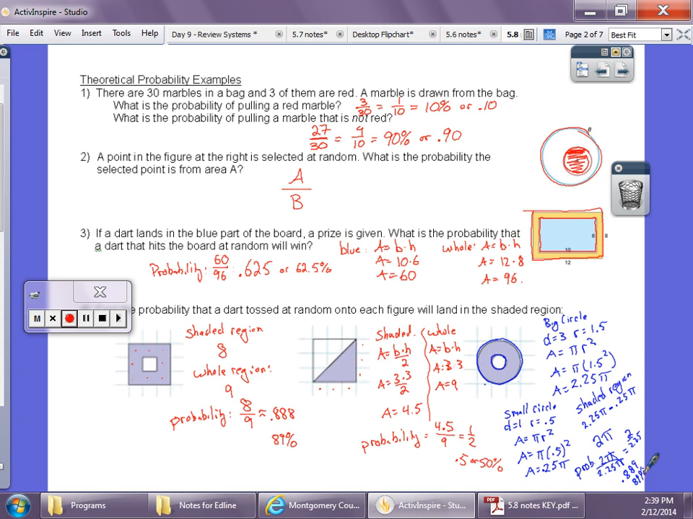And I hope that one makes sense and you can read all that. Work up the rest of these for homework, and this is just geometric probability. All you're doing is finding the probability of the whole region and then the probability of the shaded region, and you are going to do the shaded over the whole region, and that's how you figure out probability.